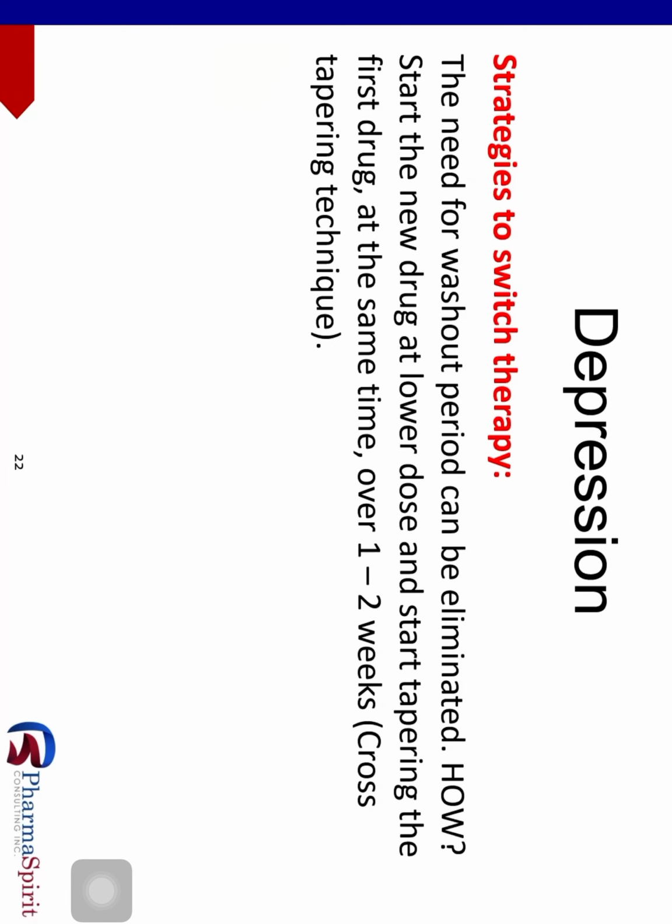So, some strategies to switch therapy: we used to need a washout period, and then we would start the new agent, but we have now eliminated the need for the washout period by doing what we call cross tapering. By cross tapering, we mean we start the new drug at a lower dose and start tapering the first drug at the same time, and it usually takes about 1 to 2 weeks. During these 1 to 2 weeks, the new drug reaches the therapeutic dose, and the first drug reaches a lower dose, and that's when we stop the first drug.